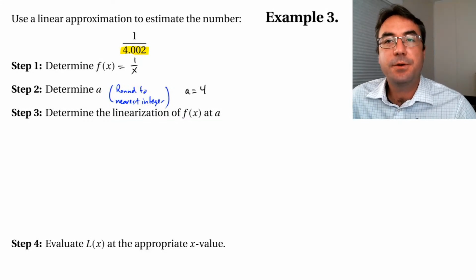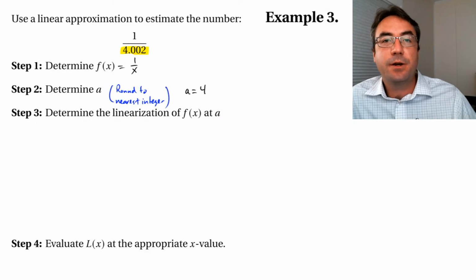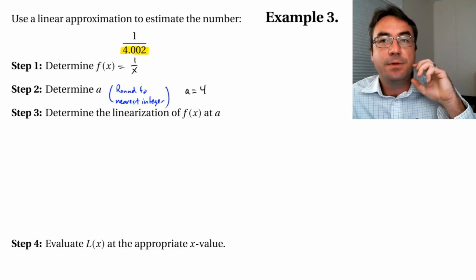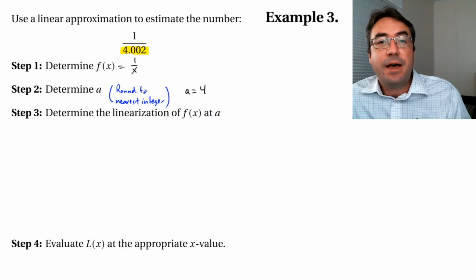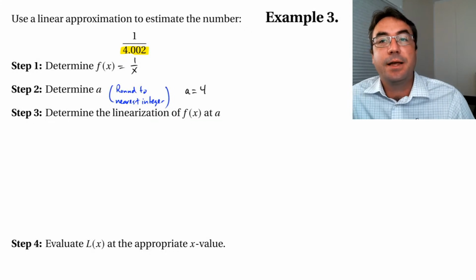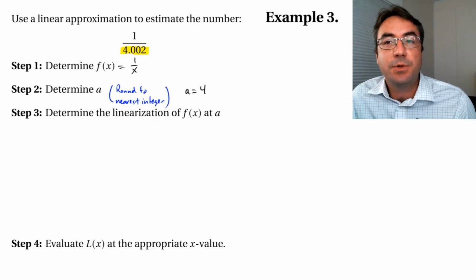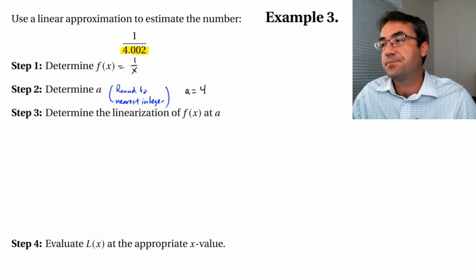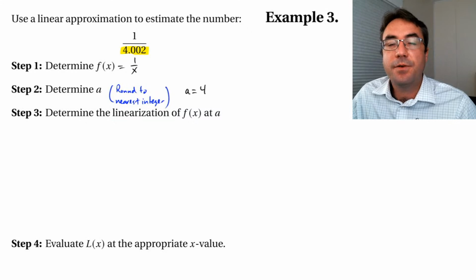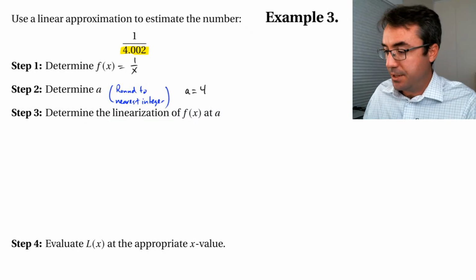So the arithmetic we were doing in our expression there was 1 divided by a decimal. That's why we chose our function to be 1 divided by x. And then to figure out the a value, where we're going to put our tangent line, we just rounded that decimal number to the nearest integer. So a equals 4. So we have our function, we have our a value. Now we can go through and figure out the linearization.